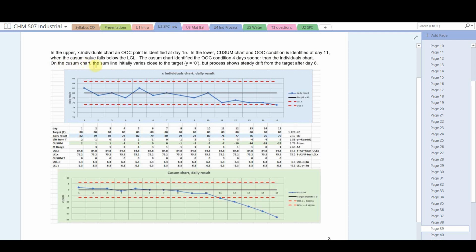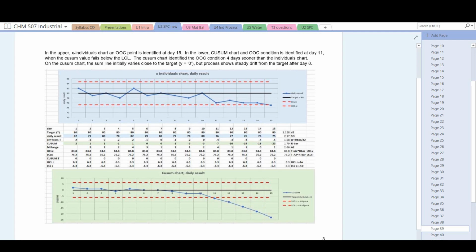On the Qsum chart, the sum line initially varies close to the target, y equal to 0, but the process steadily drifts from the target after day 8. So Qsum charts are very useful for early detection of out-of-control conditions.